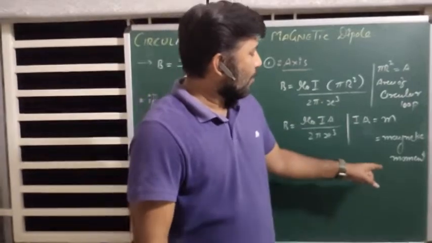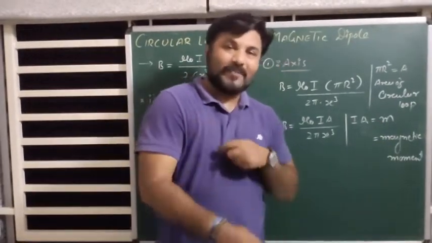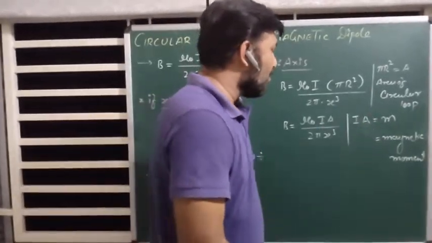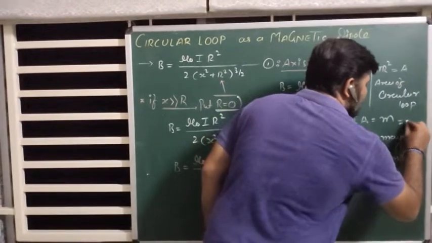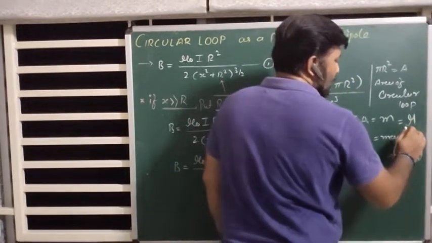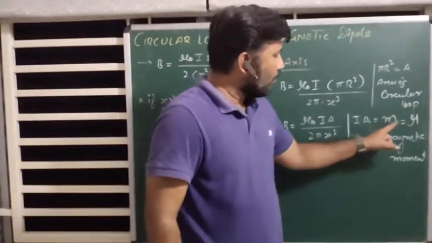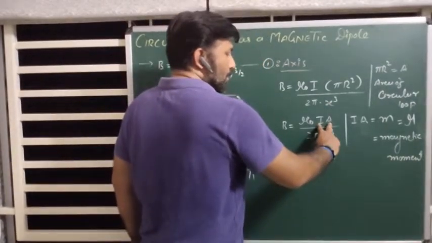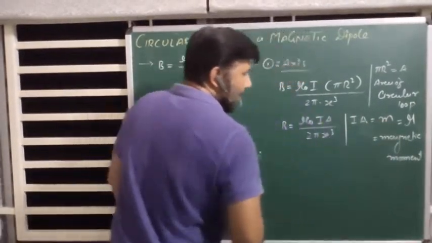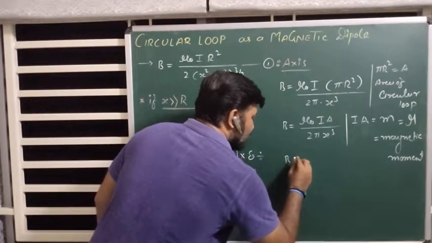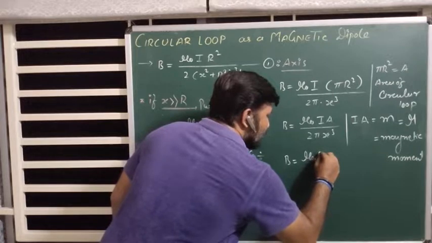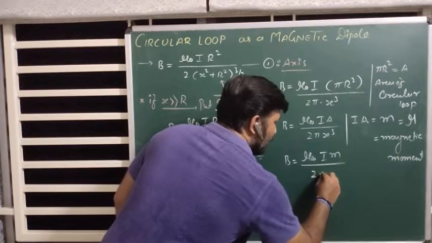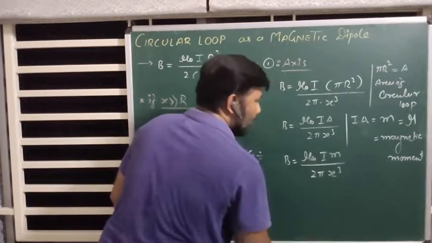Okay, this magnetic moment has the symbol M. But after this video, we will see a different symbol. Instead of M, they have used mu also. If you see M or mu, it is nothing but magnetic moment. So put IA, instead of IA, you have to take M. So we will have the equation B is equal to mu 0 Im upon 2 pi x cube.